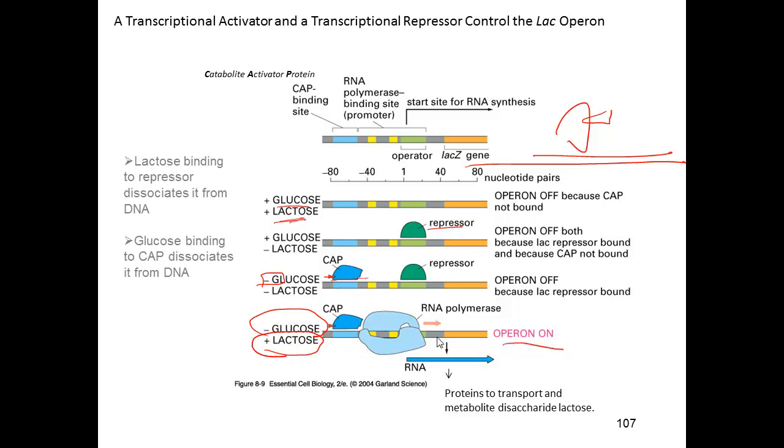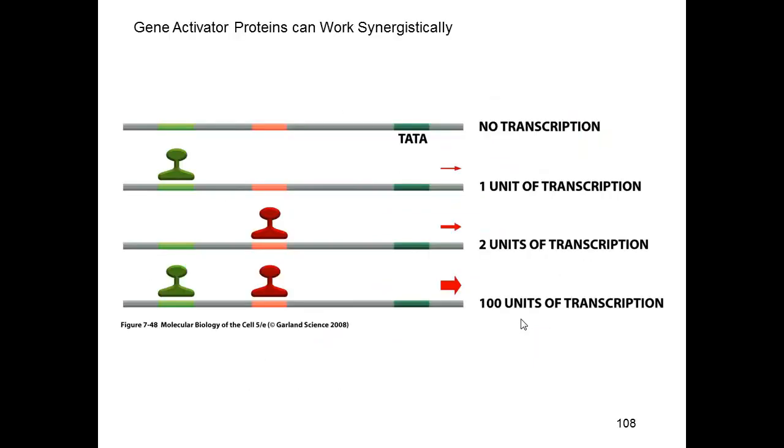So to make the lactose genes, you have to be absent glucose with high levels of cyclic AMP, allowing the activator protein to bind the sequence, and also the presence of lactose, which is going to release the repressor and allow the polymerase, giving the polymerase free rein to transcribe this operon and the genes needed for lactose utilization.